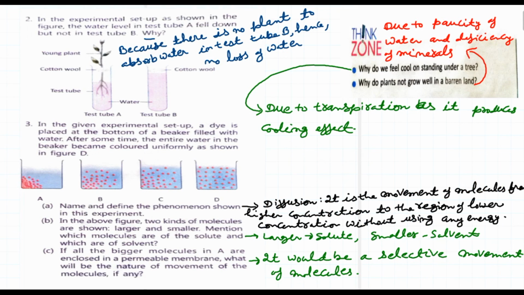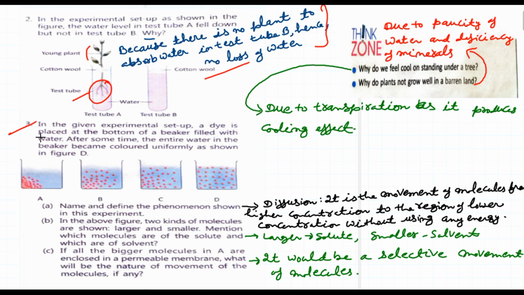Now the next diagram is an experimental setup as shown in the figure. The water level in test tube A fell down but not in test tube B. Here this is the plant and these are roots, so the roots suck the water and the water level goes down. But in tube B, because there is no plant to absorb water, hence no loss of water. This is your answer.